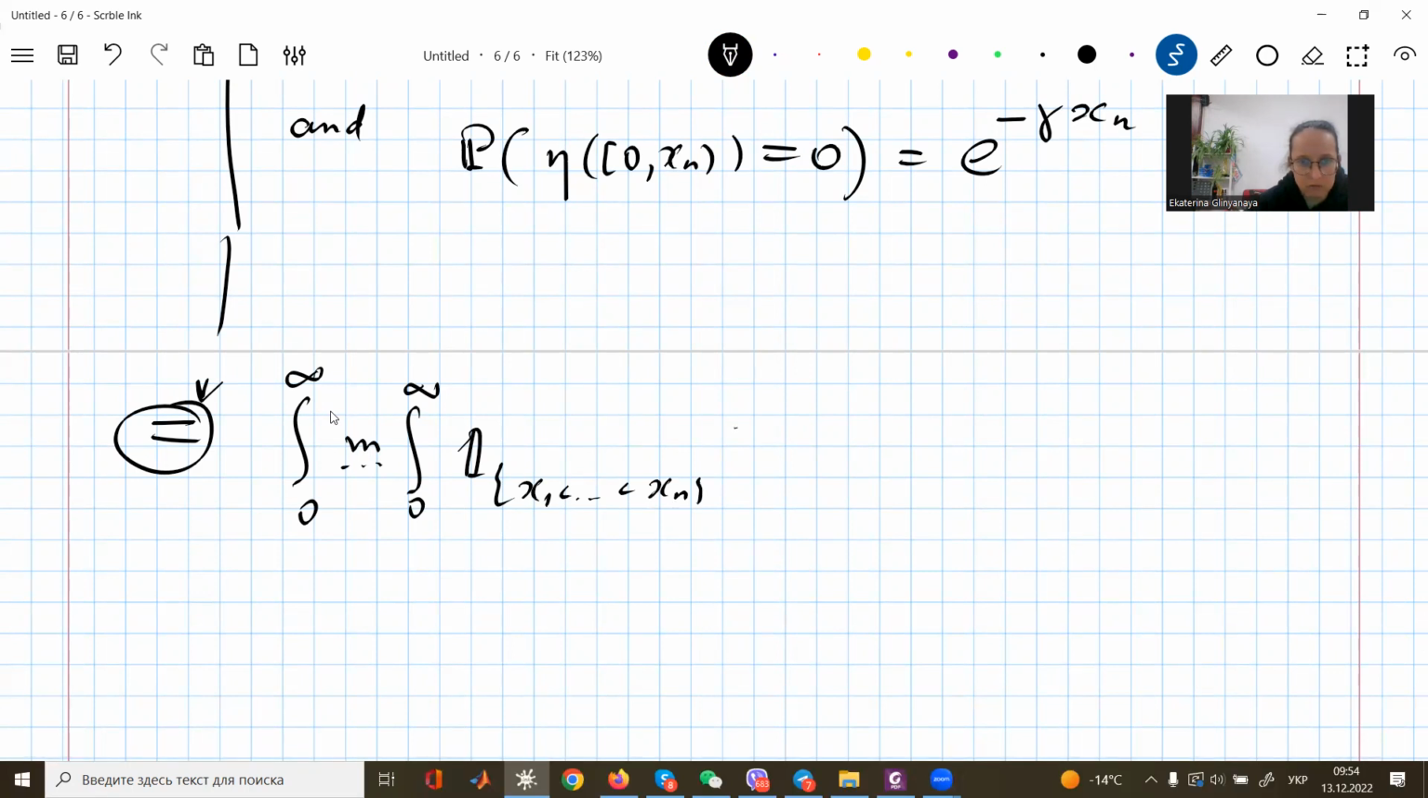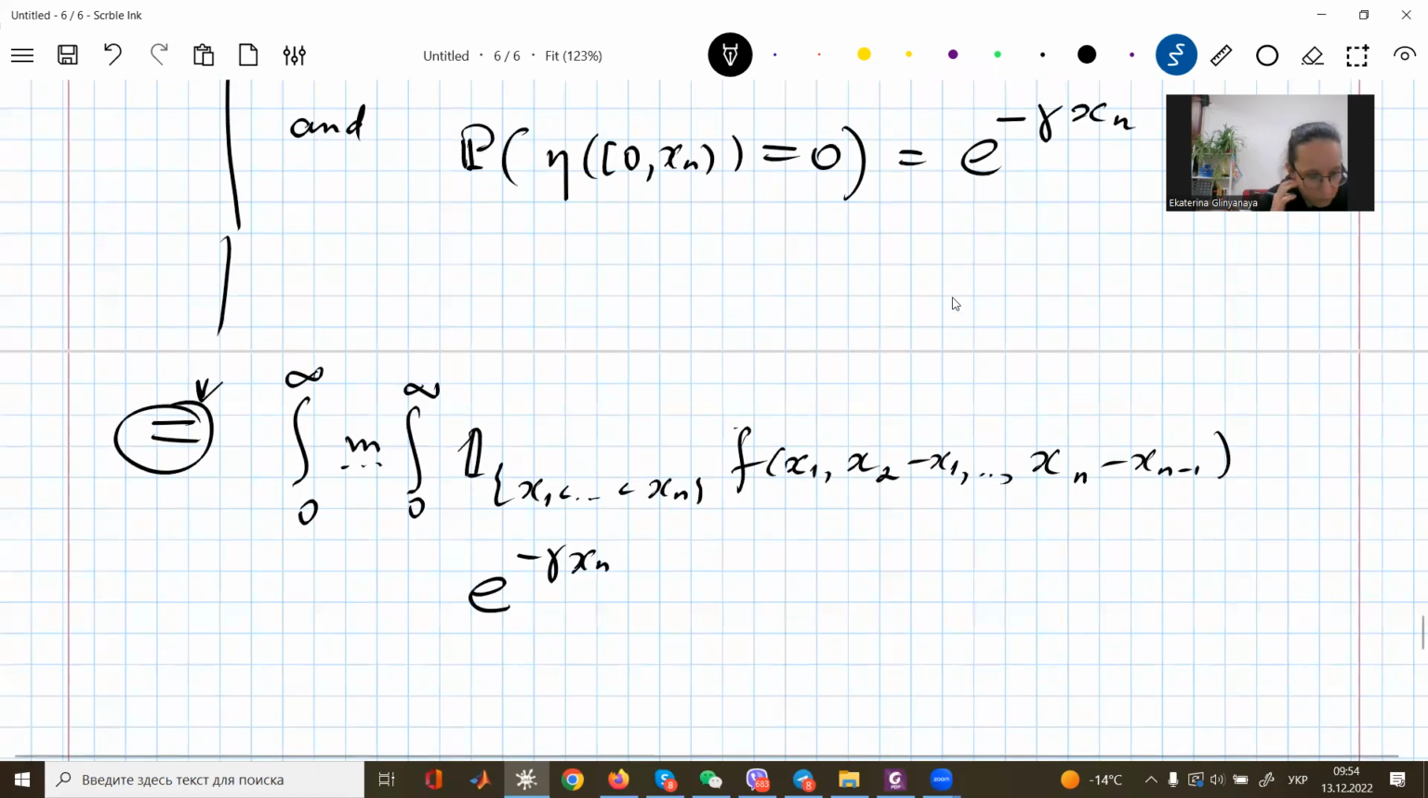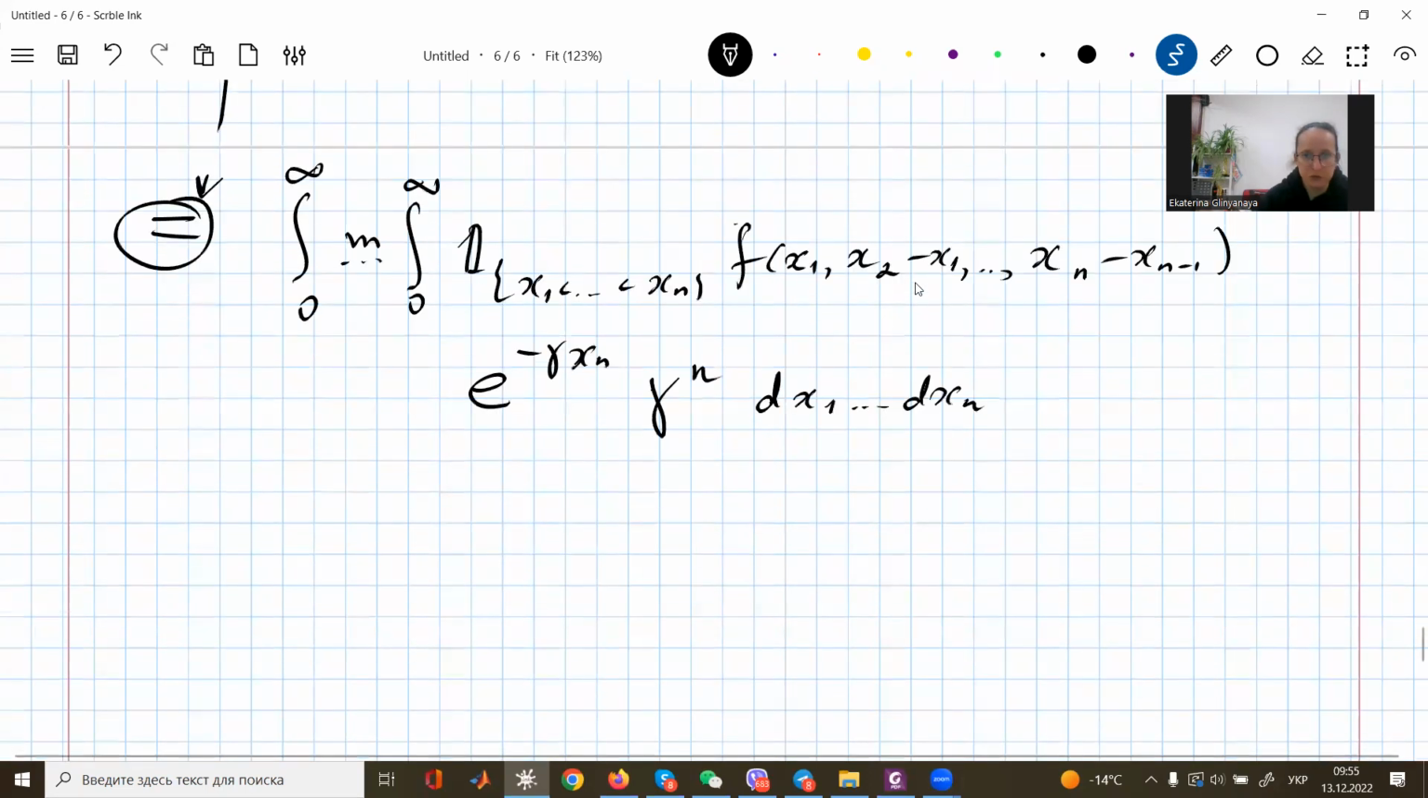the function f from x1, x2 minus x1, and so on, xn minus xn minus 1. And this probability, e to the power minus gamma xn, and what do we have here? Gamma to the power n, dx1, dxn. So now I suppose it's not hard to change the variables and to see. So let us change the variables in what order.